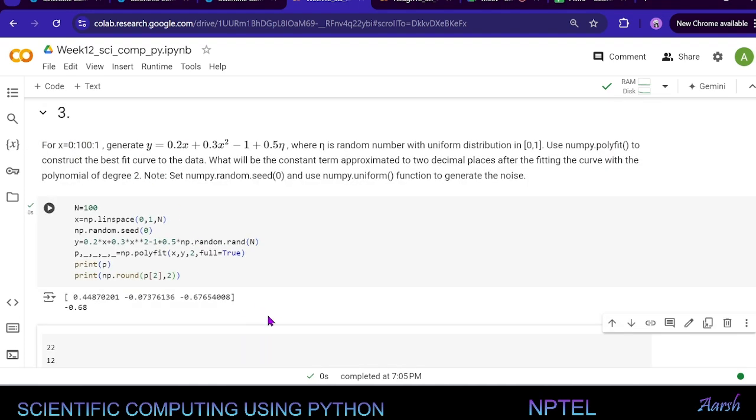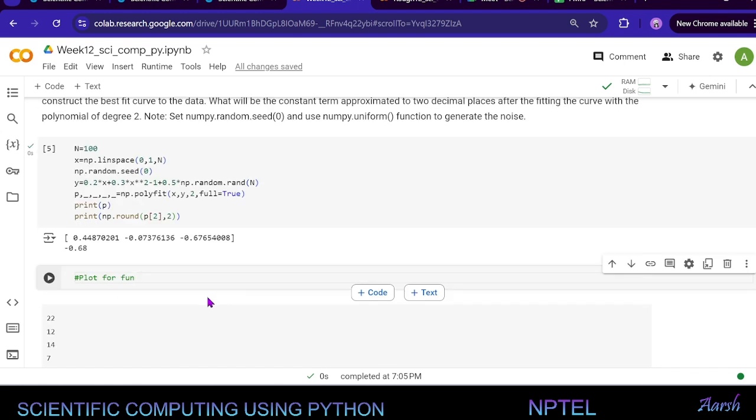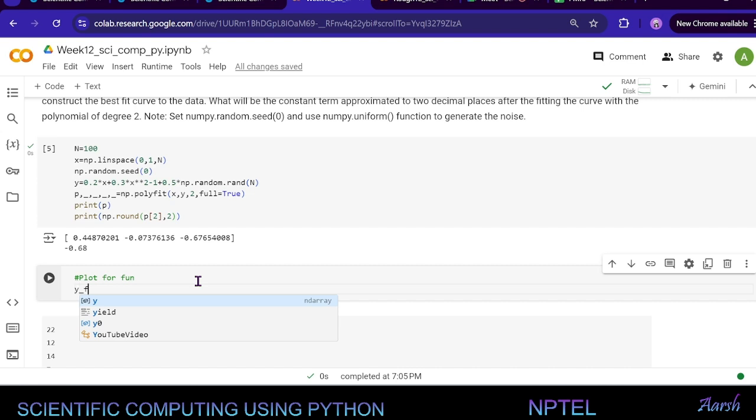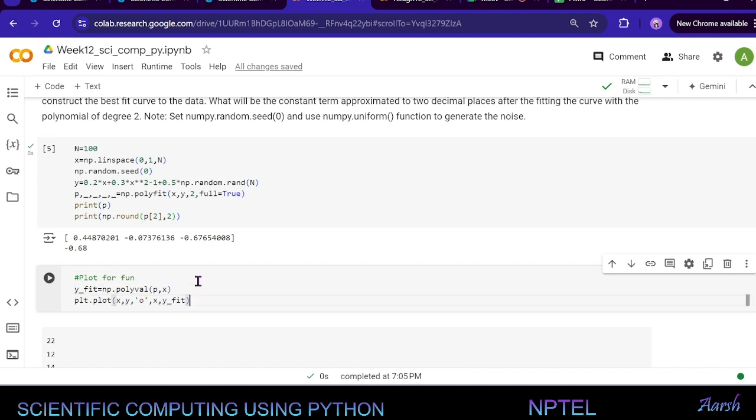Okay, we can in fact plot the data just to see. So let's plot. It's not asked, but it's just for completeness. So the fit data is y fit is equal to... We can evaluate the polynomial using np dot polyval. Okay, so we have to give the coefficients which are p evaluated at this array of x, and then plot the values.